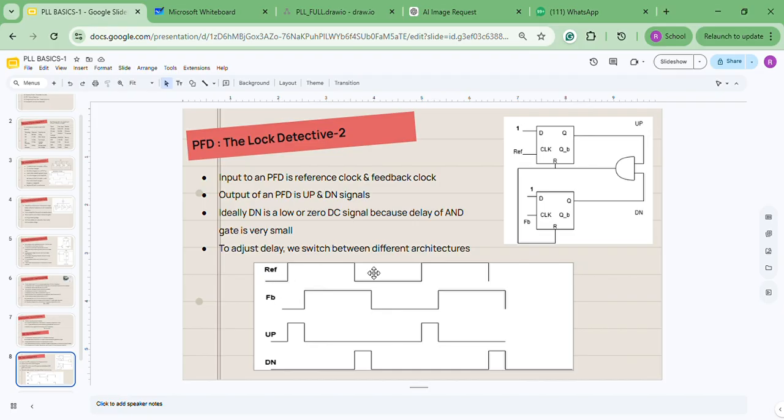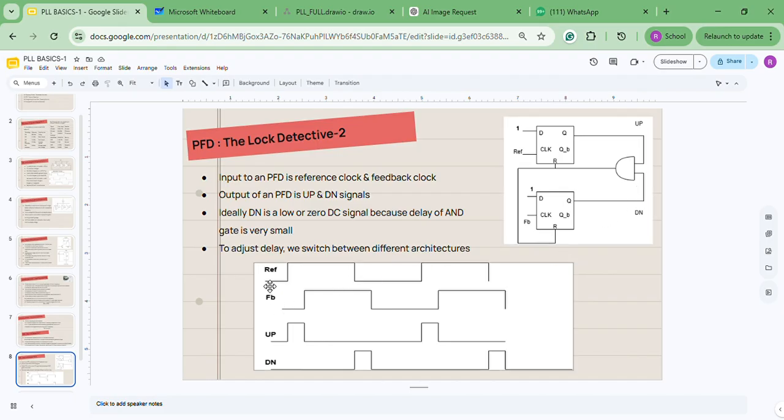So we have a reference clock and a feedback clock. As I told, there are two inputs to the VCO, a reference clock and a feedback clock, but we need the VCO input as a voltage. That's where the role of the PFD comes in. So the PFD is between the VCO and these two inputs. These two inputs are coming from where? The reference is coming from the crystal oscillator. The feedback clock is coming from the frequency divider. So we need to compare these two and generate a voltage.